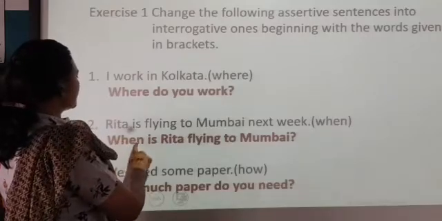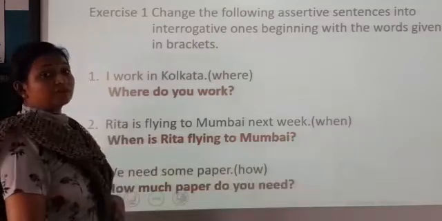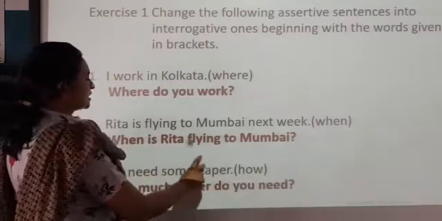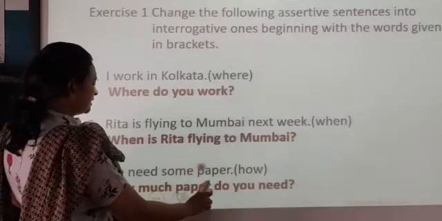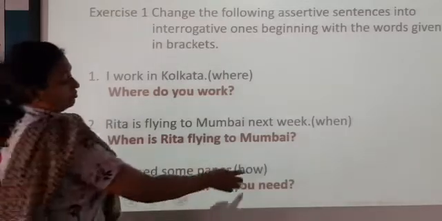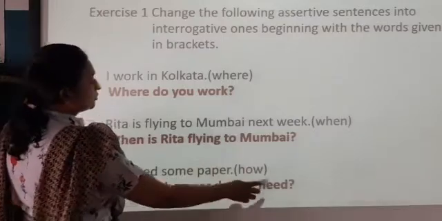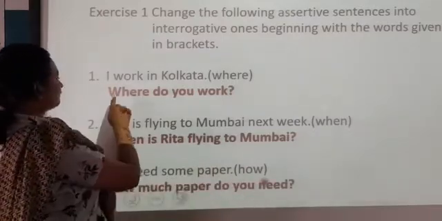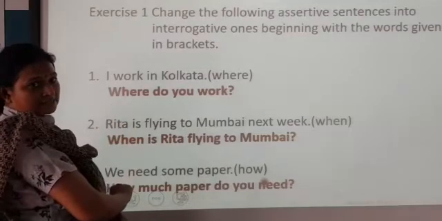Second is Rita is flying to Mumbai next week, and which word they have given? When. So when is Rita flying to Mumbai? We need some paper now. So what is the word? How. How much paper do you need? Question mark. And don't forget that the first letter will be capital in all these sentences.